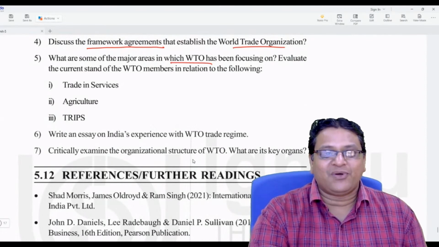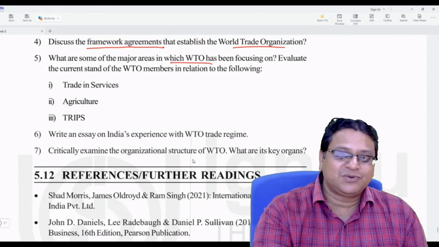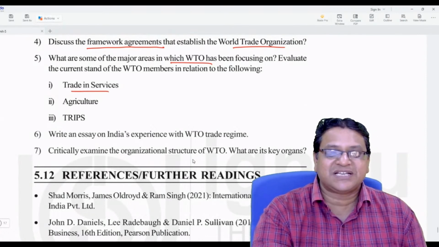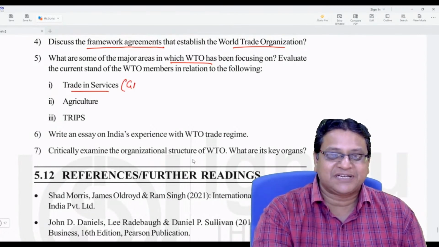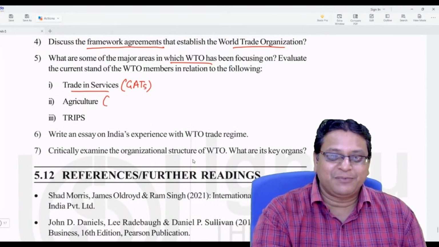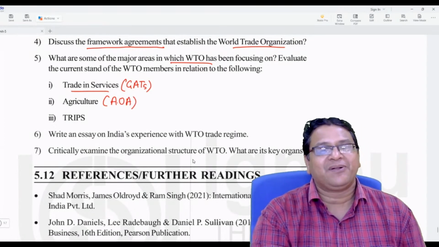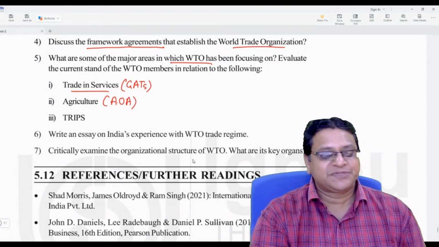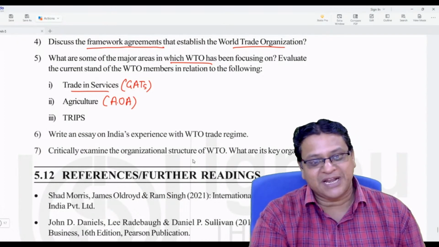And evaluate the current stand of WTO in relation to trade in services. In this context, you have to write regarding the GATS agreement. And in relation to agriculture, you have to write regarding AOA. What is AOA? Agreement on Agriculture. TRIPS means trade related intellectual property rights.